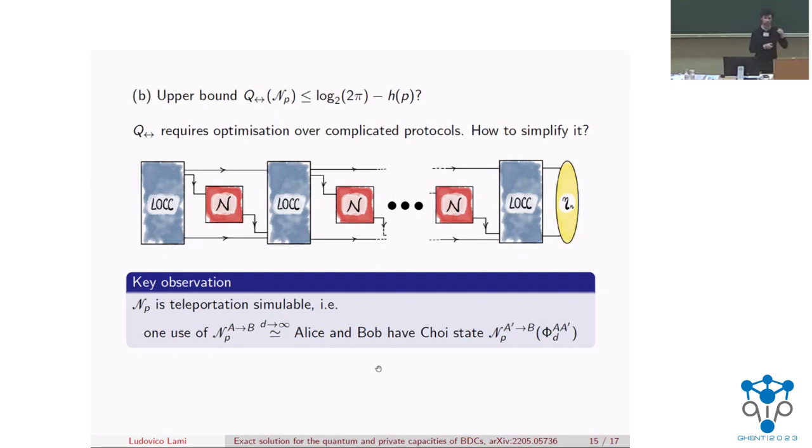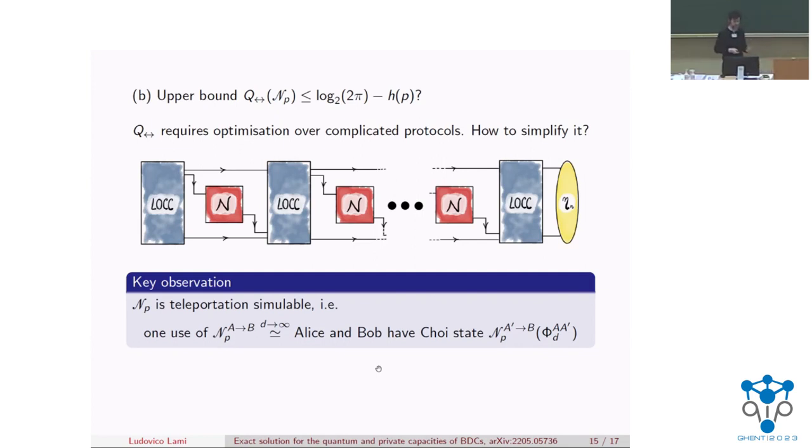Those are channels for which, operationally, one use of the channel is the same as Alice and Bob having the Choi state. Of course, if you can use the channel once, you can generate the Choi state: Alice sends over half of the maximally entangled state, and now they have the Choi state. But what this tells you is that if you have the Choi state, you can generate on Bob's side the output of the channel starting from any input on Alice's side via LOCC, local operations and classical communication. This direction is obvious, but for these special channels, the two are actually equal.